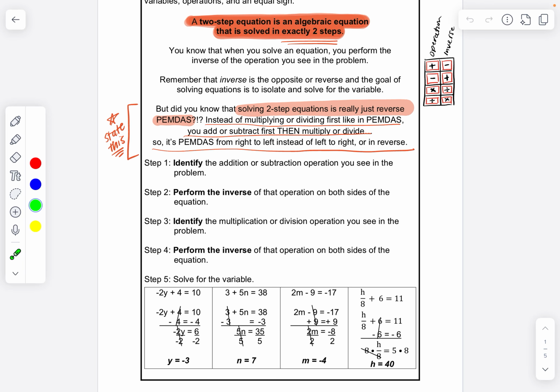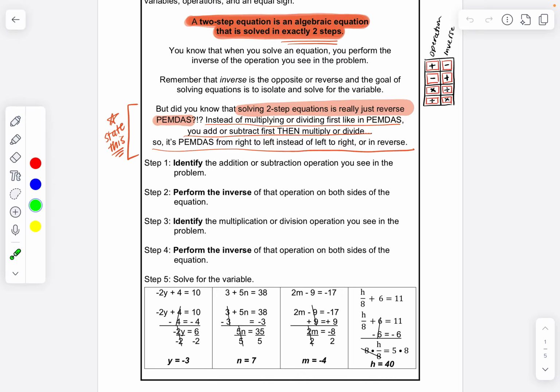What is important to note and stamp for students is this piece right here. So solving two-step equations is the reverse of PEMDAS. So instead of multiplying or dividing first, like in PEMDAS, you add or subtract first, then multiply or divide. This is important because in a one-step equation, there is only one operation to inverse. However, in a two-step equation, there are two operations to inverse. And so order matters, right?